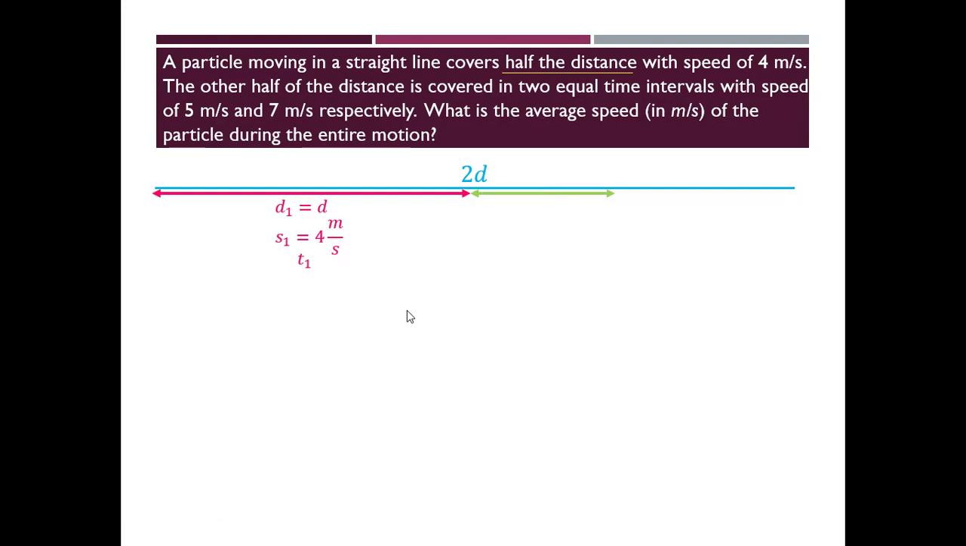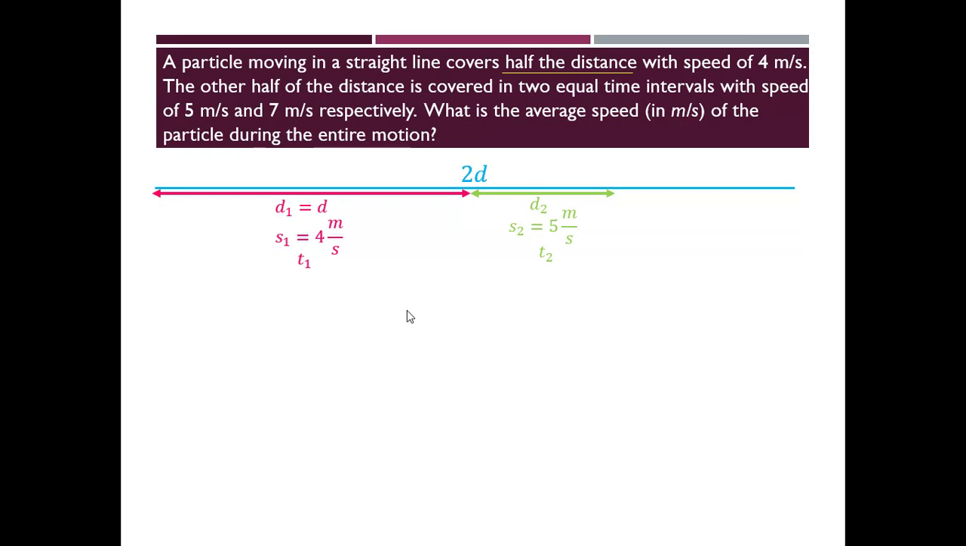Now, let's move on to the second part. It says the second half of the distance is covered in two equal time intervals, with speeds of 5 and 7. So what's D2? I don't know. What's S2? S2 is given as 5. Well, I don't know what T2 is because D2 is not given to me. So it's okay to label these quantities as unknown. Don't force it, because otherwise you just drive yourself crazy.